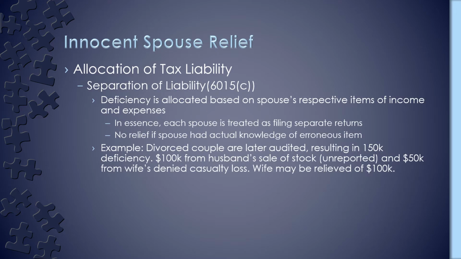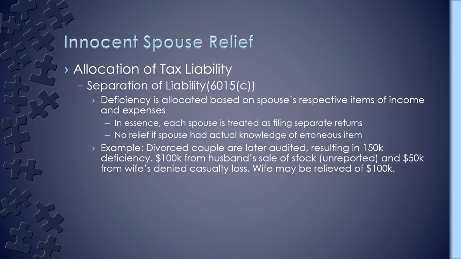Things get a little bit more complicated when we start talking about separation of liability. So here, under separation of liability, it's similar to innocent spouse in that there is a deficiency that's based on an erroneous item that's attributable to your spouse. Now, in this particular case, you have to be divorced, separated, or deserted by your spouse.